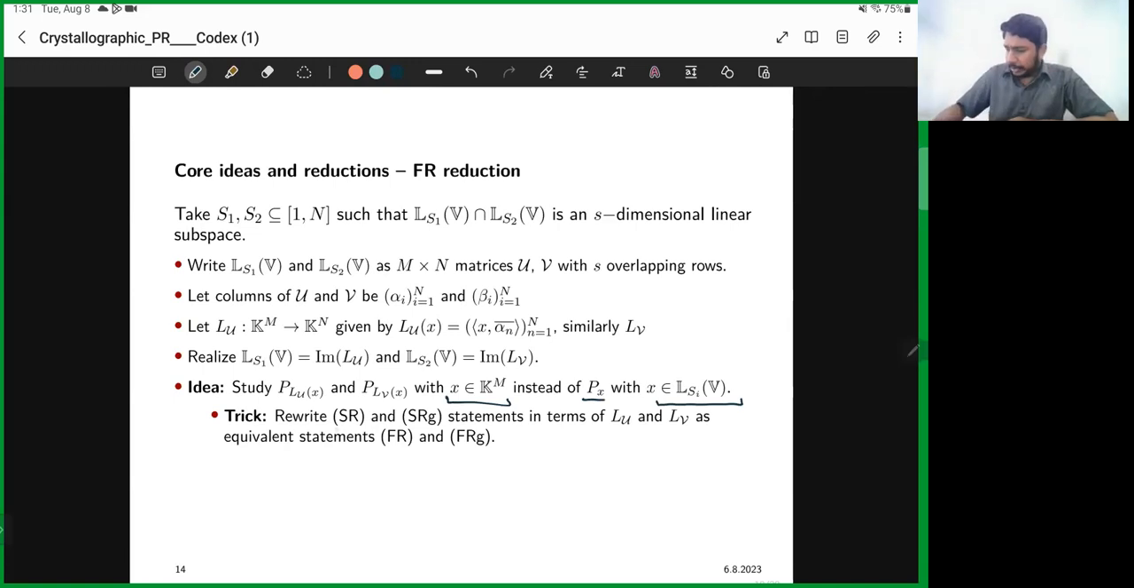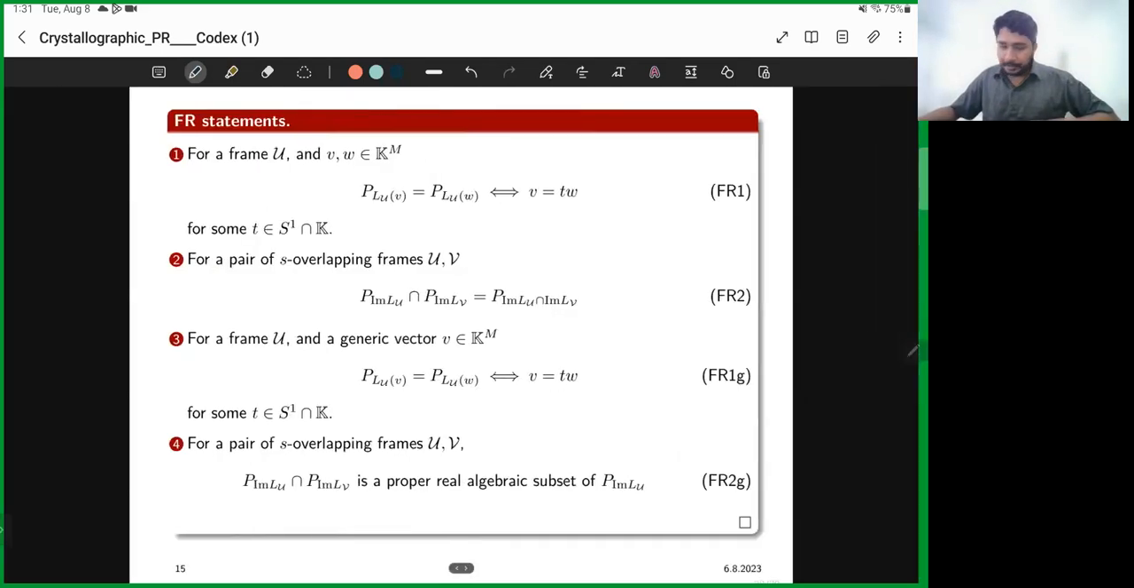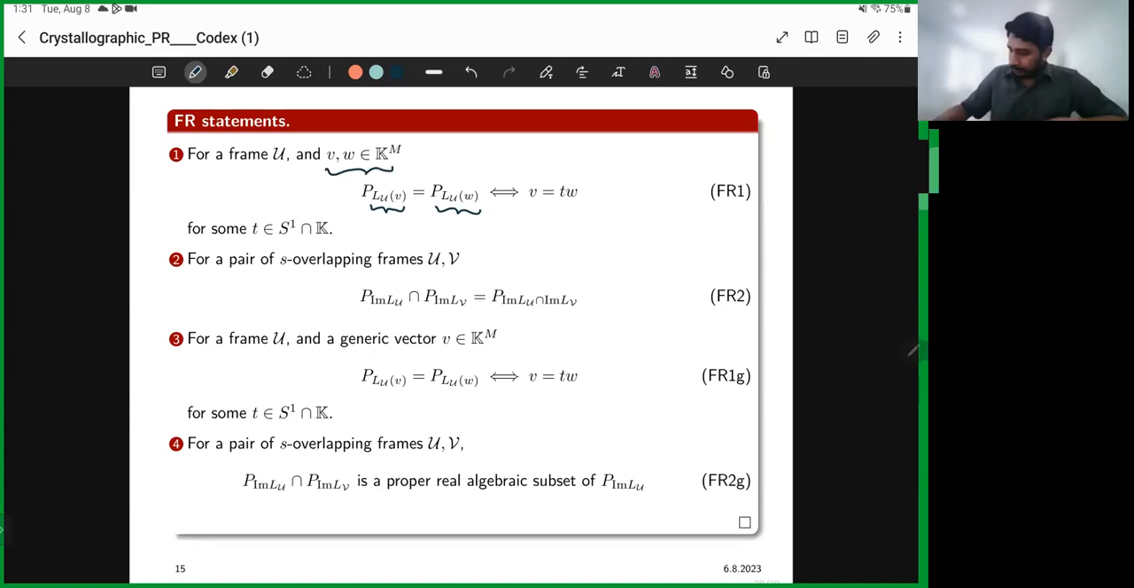And the trick to do so is to literally just rewrite SR and SRG in terms of LU and LV, and now we're going to call them FR and FRG just to be formal about it. I've included that here, but all I've really done is take the four statements from before, and wherever I see an X, I've replaced it with LU of something, and that something is coming from KM. That's the only difference, but everything else, the wordings are all the same. The underlying thing that we're trying to do has not changed. It's just the language has changed a little bit.